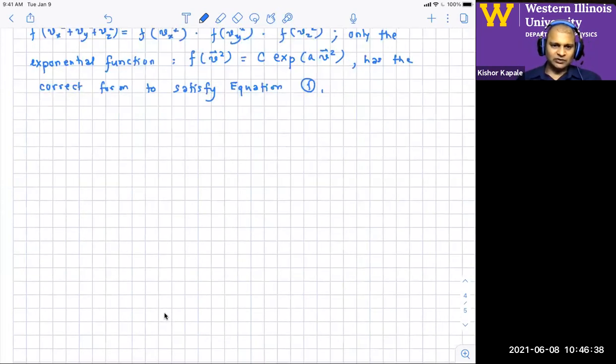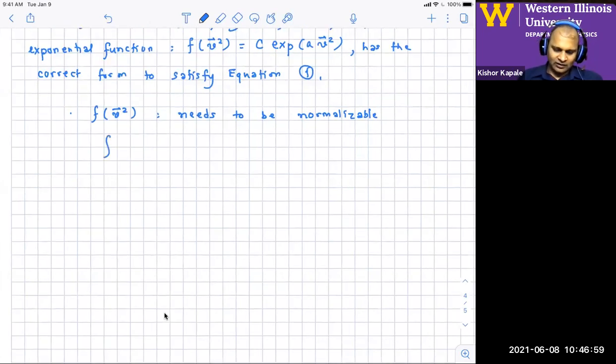We also want the function to be normalizable. f of v squared needs to be normalizable. That means there will be a constant in front, c. That c is the normalization constant. And that means the integral from minus infinity to infinity of dvi f of vi is equal to c times the integral from negative infinity to infinity of dvi exponent of negative a vi squared.